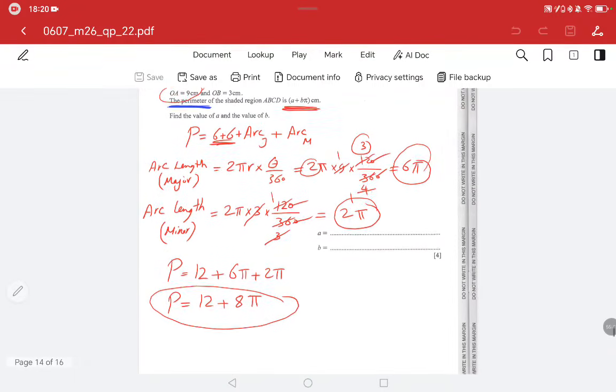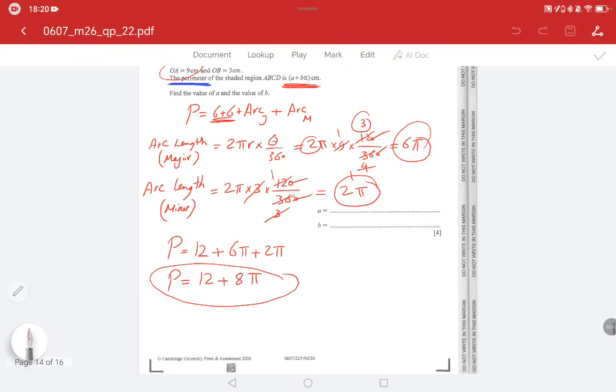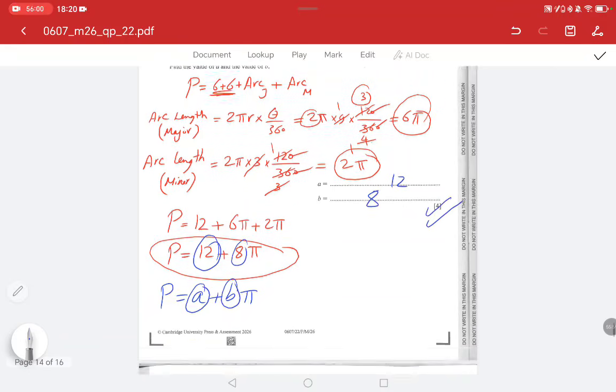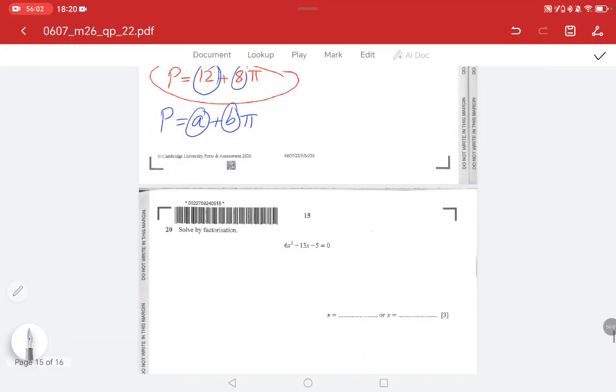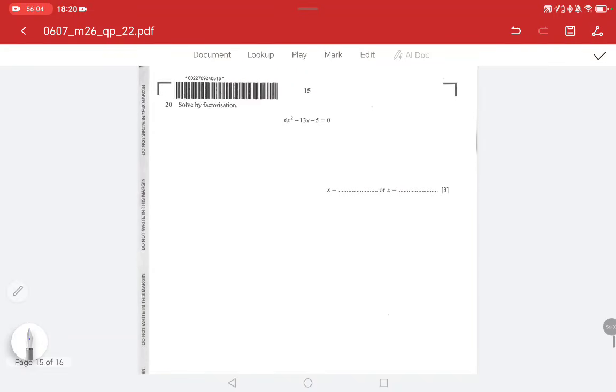The perimeter is P equals A plus B pi. So A is 12, and B is 8. Done. I think this is the last question, finally.